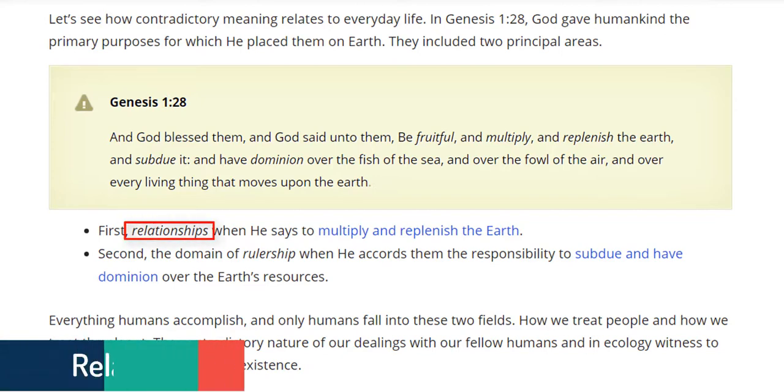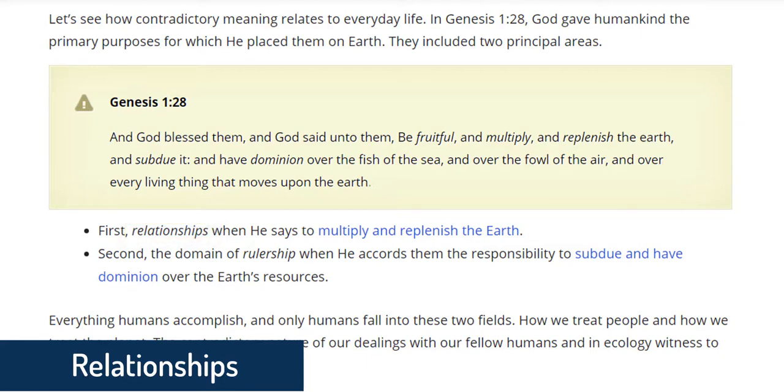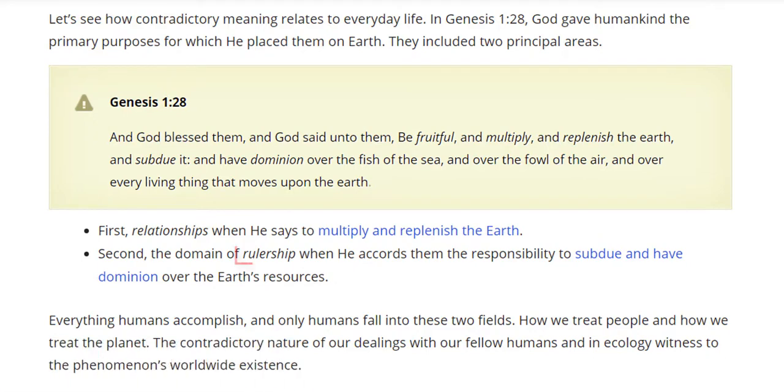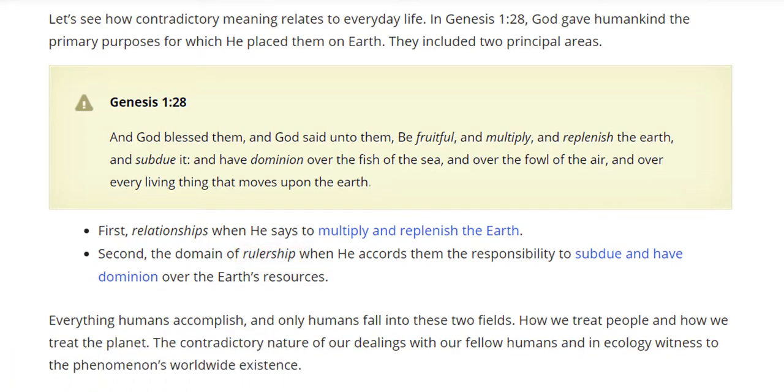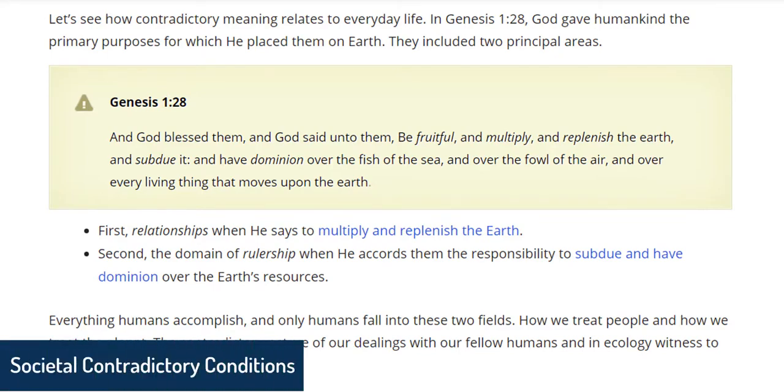First, relationships, when He says to multiply and replenish the earth. Second, the domain of rulership, when He accords them the responsibility to subdue and have dominion over the earth's resources. Everything humans accomplish, and only humans, fall into these 2 fields: how we treat people and how we treat the planet. The contradictory nature of our dealings with our fellow humans and in ecology witnesses to the phenomenon's worldwide existence.